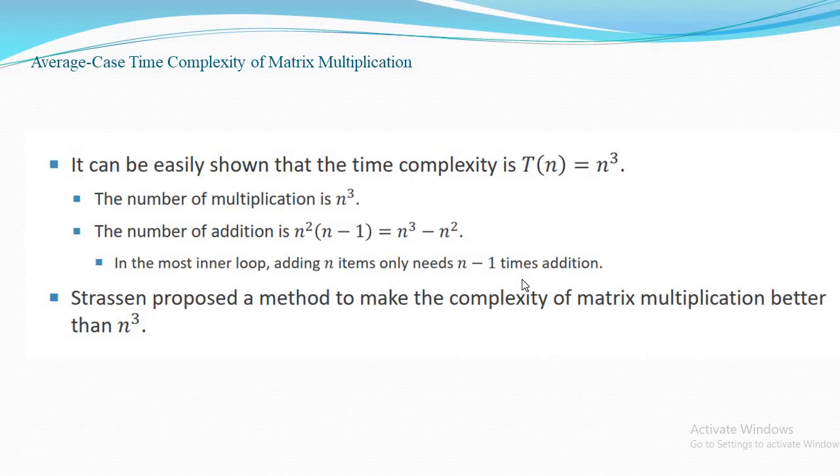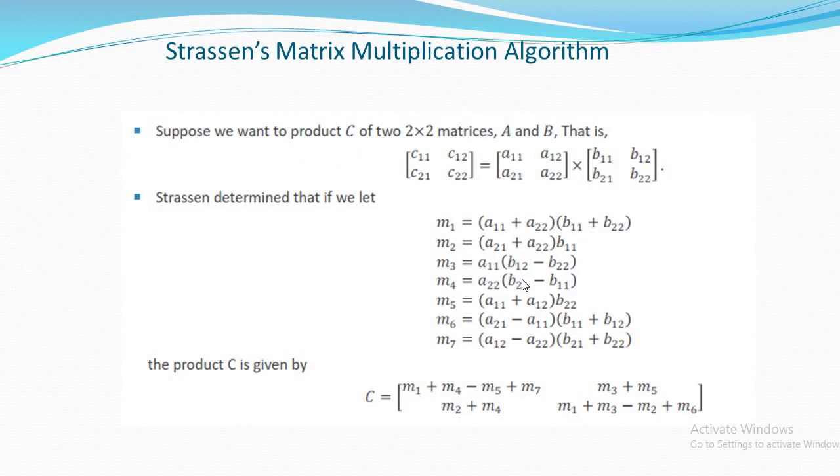So Strassen proposed a method to make the complexity of matrix multiplication better than this n cube. We have to reduce the complexity of the general matrix multiplication. So for Strassen's matrix multiplication, suppose we have to find the product of 2 cross 2 matrices, this is the formula. We have to find out M1 to M7 in the matrix multiplication.